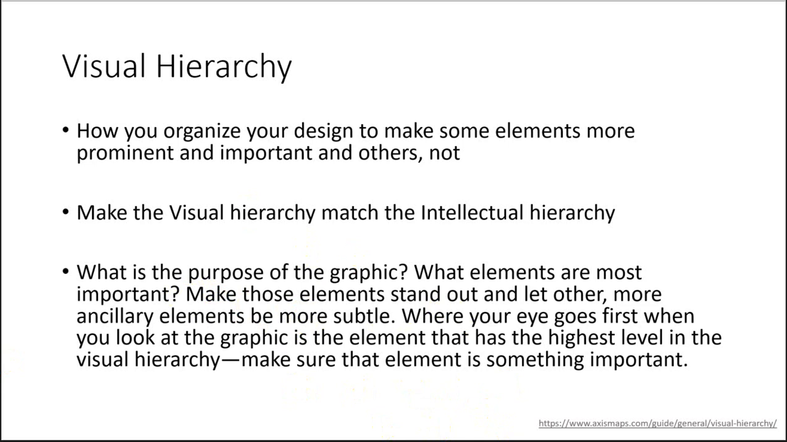Important things: big, high contrast, high up on the page, bold, surrounded by a lot of white space. Less important, ancillary, supportive things: gray on white, low contrast, desaturated, low on the page. All the things that you can do to set them back. Don't draw circles around them. Don't enclose them. Don't put a drop shadow on them. All those things are going to work against fading them into the background.